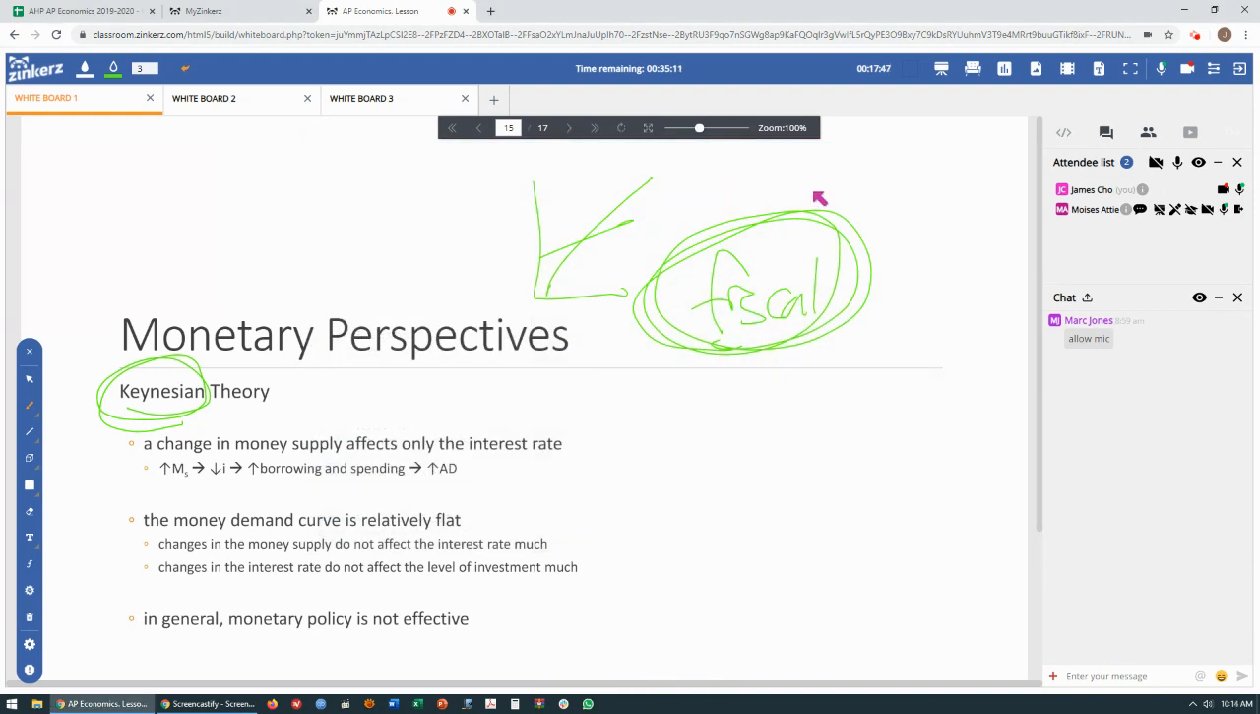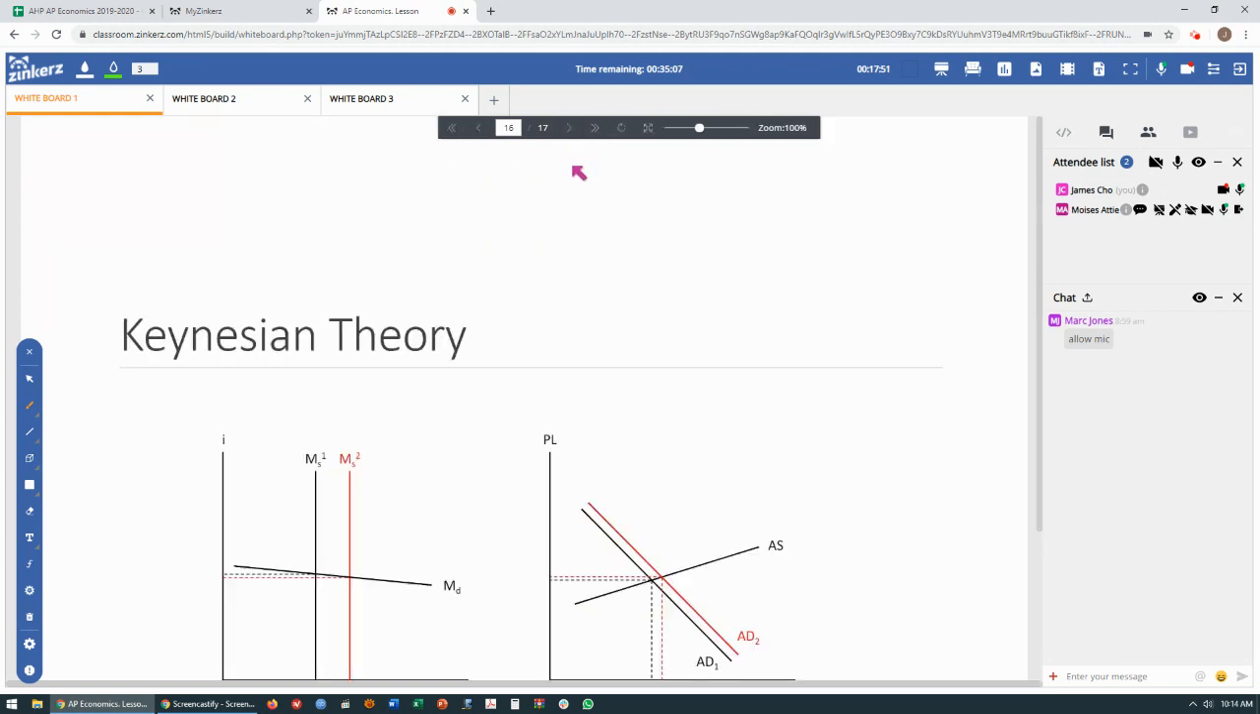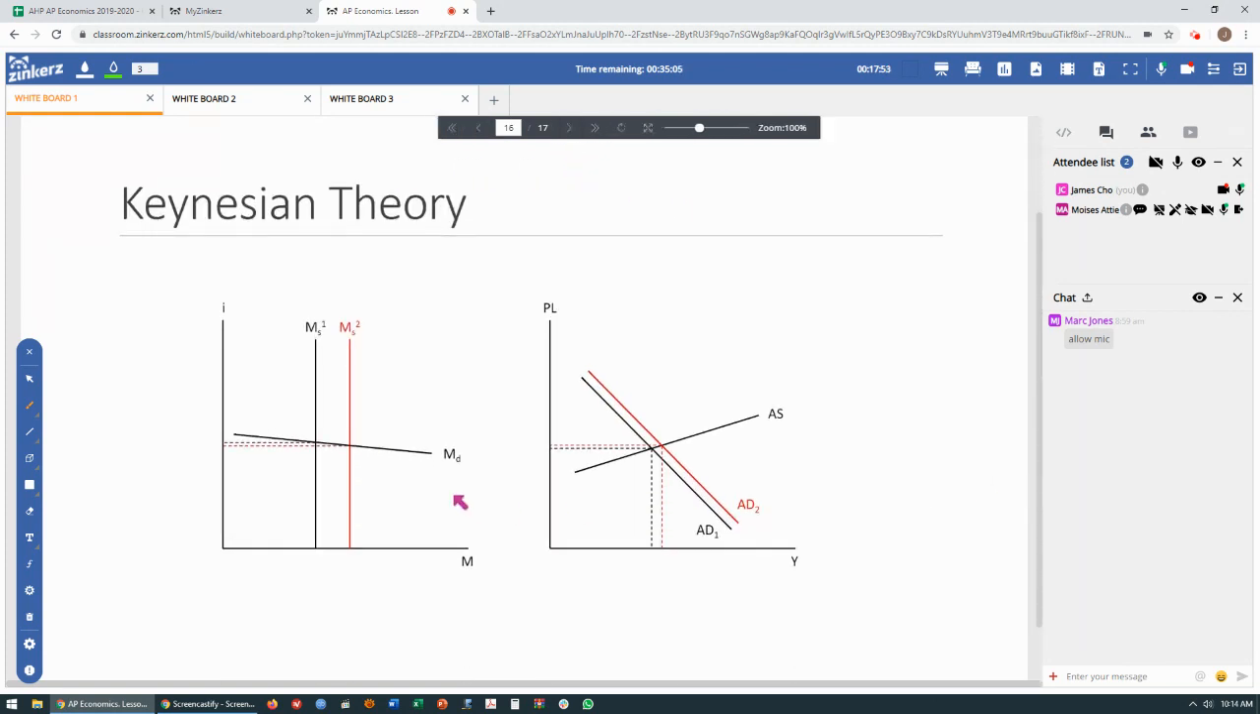Okay, so for the Keynesians, first of all, they feel like the money demand curve is relatively flat. If that's the case, no matter what the central bank does with money supply, what'll happen to the interest rate? Almost the same. Yeah, the nominal interest rate won't change all too much.